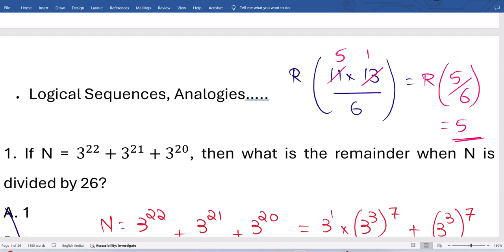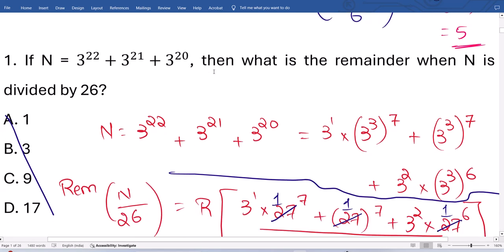Why I gave a small number is for you to understand better, to verify also. If it is a big number like 3 power 21, you cannot verify. 3 power 21 value you don't know, so you may have doubt. That's why I'm giving a simple example: 11 multiplied by 13, when that product is divided by 6, what is the remainder? But a similar question with big values is given.